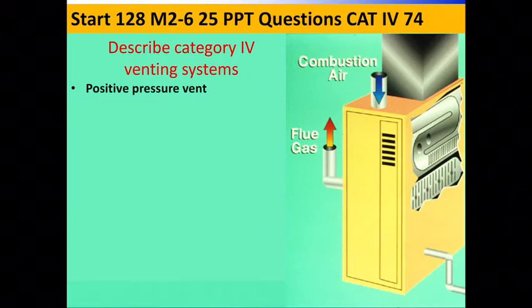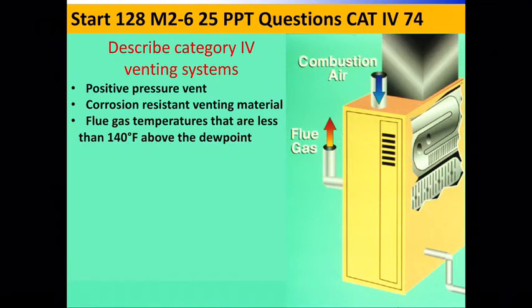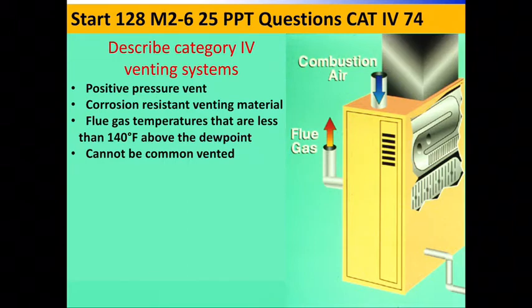So let's take a look at it. A positive vent pressure system. So you've got to think back on the categories. Category 4 is positive pressure, and it's got some rules that keep the vent temperatures less than 140 degrees higher than the dew point. So something less than that. So you've got to have a corrosion resistant material. It's got to be leak free. It's got a flue gas temp less than 140 above the dew point. It cannot be common vented.